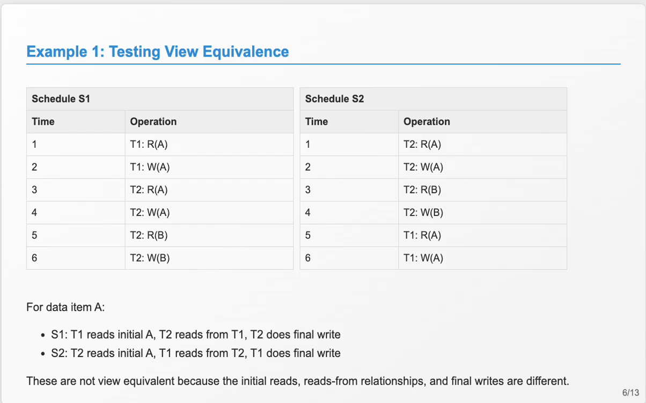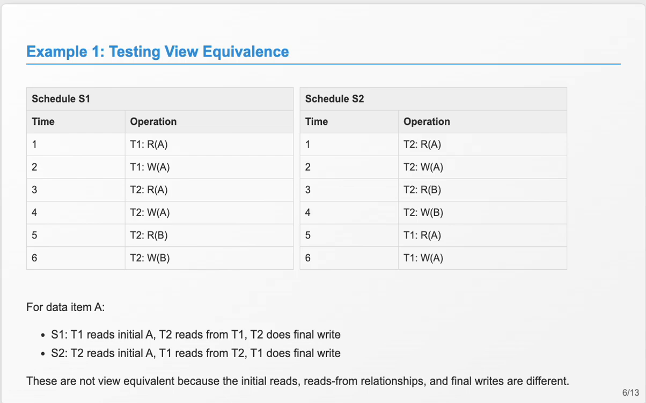Let's work through an example to test view equivalence. Consider these two schedules, S1 and S2. In S1, we have T1 reading and writing A, followed by T2 reading and writing A, and then reading and writing B. In S2, we have T2 reading and writing A, and then reading and writing B, followed by T1 reading and writing A. So they're inherently the same transactions but different schedules.